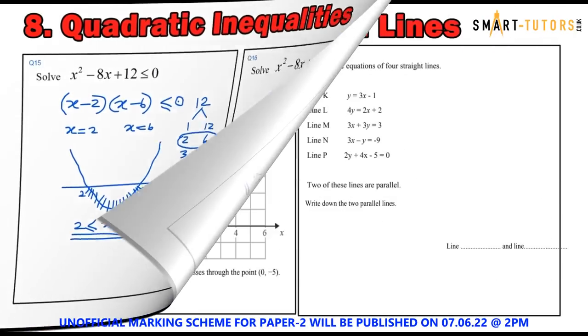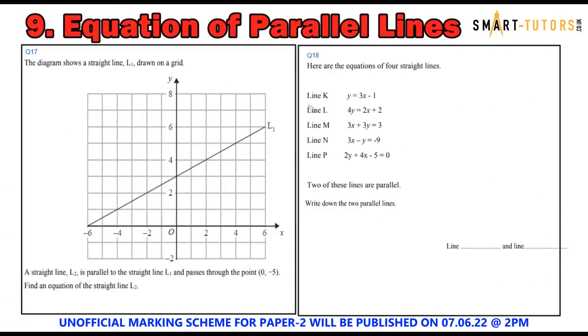And that is the answer. Topic number 9, equation of parallel lines. Parallel lines having the same gradient determine the slope of the line. So parallel lines have the same slope, that means same gradient. Question number 17: the diagram shows a straight line L1. A straight line L2 is parallel to the straight line L1 and passing through (0, minus 5). Find an equation for L2.